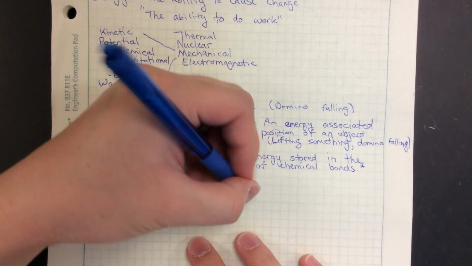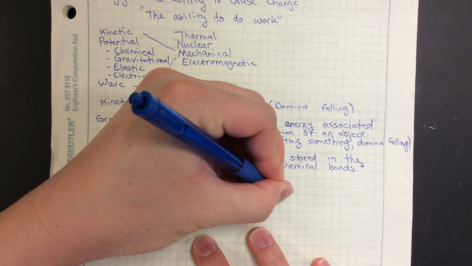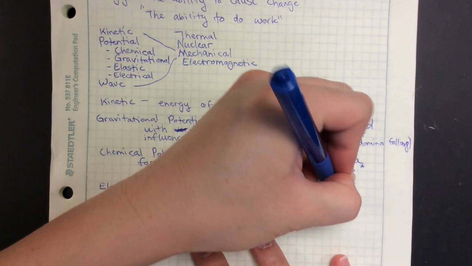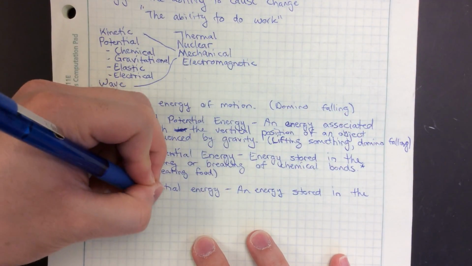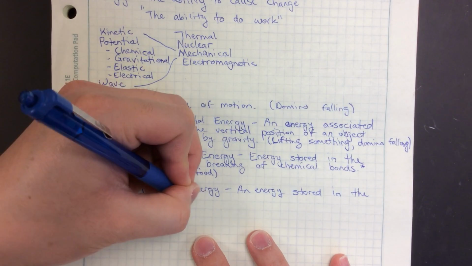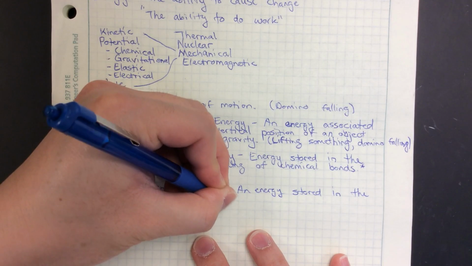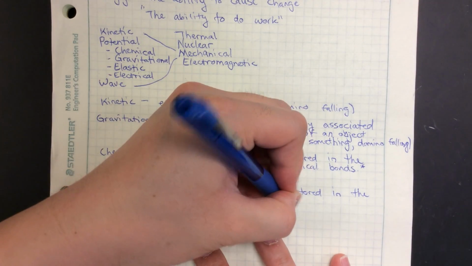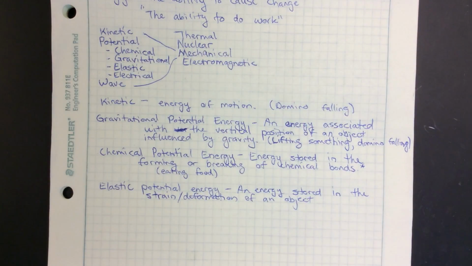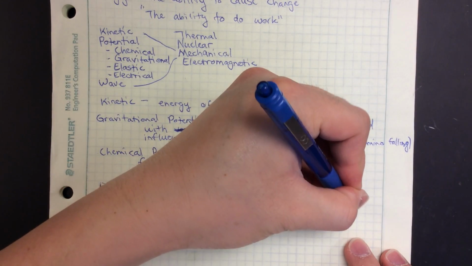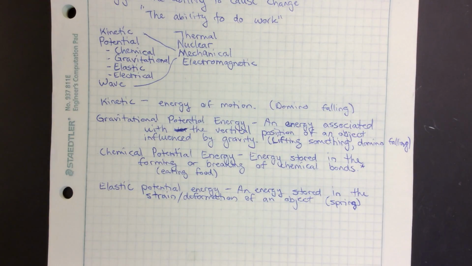So I'll put it this way: it is an energy stored in the strain / deformation of an object. Of course you can use a spring, but think about what a spring really does. You take a bunch of wire and you coil it around, right? It's really just the behavior and shape of the metal that allows it to want to go back to its original state. And so that's how it can store energy.